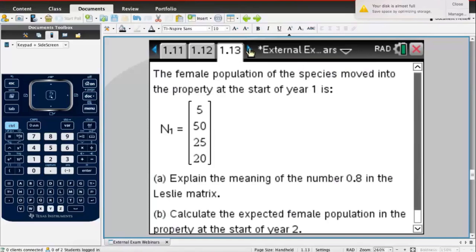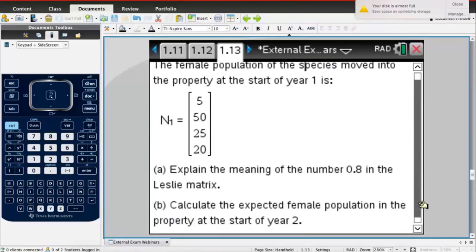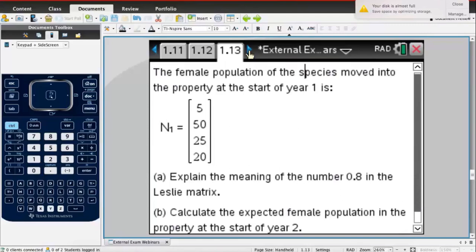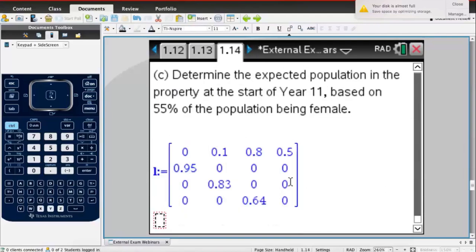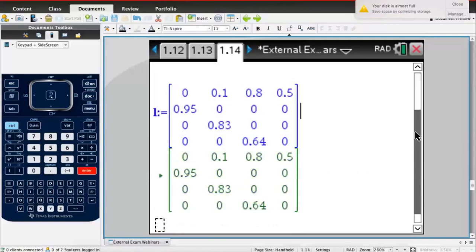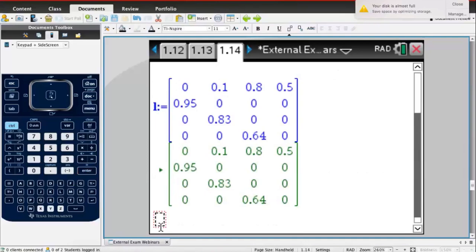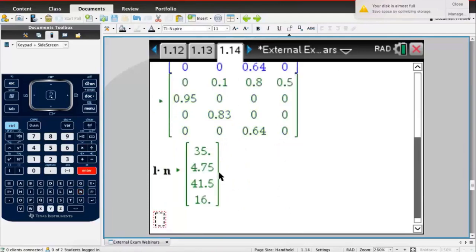And the question was asking, what's the expected female population in the property at the start of the second year? So at the start of the second year, it just means at the end of the first year. So there's our Leslie matrix model. So I'll put this in. I haven't defined it yet, so if I just hit enter, it'll come up as this green colour. And then we can just do L times N. And that's the population of each age group.